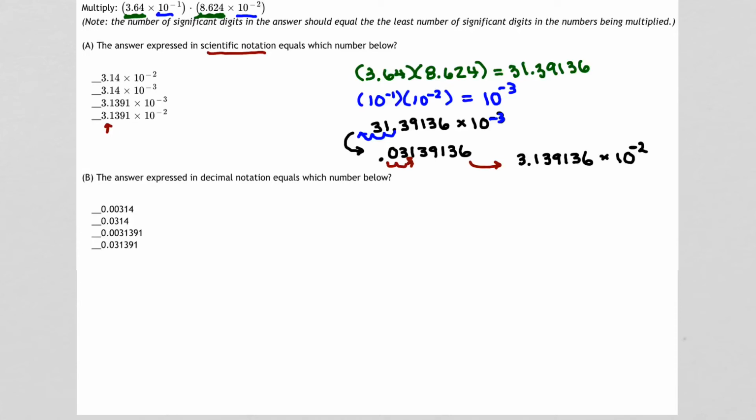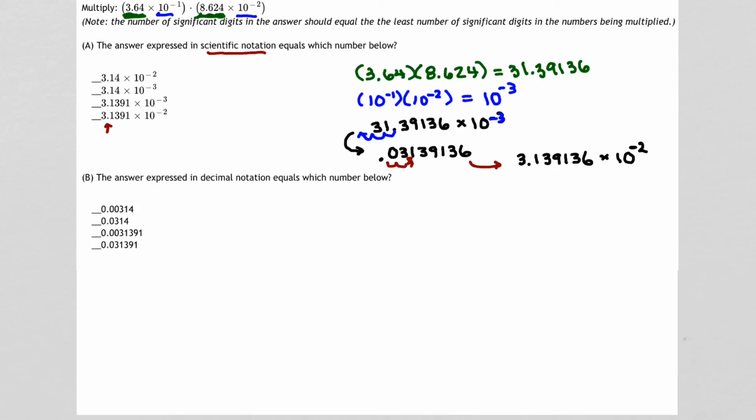Of those two numbers, the one that has the least number of significant digits is the first guy, because the first guy here has 3 digits. This guy has 4 digits that are significant. So I have to take the smaller of those, which is 3 significant digits. My answer down here should have at most 3 significant digits. So let's change and convert it to have 3 significant digits.